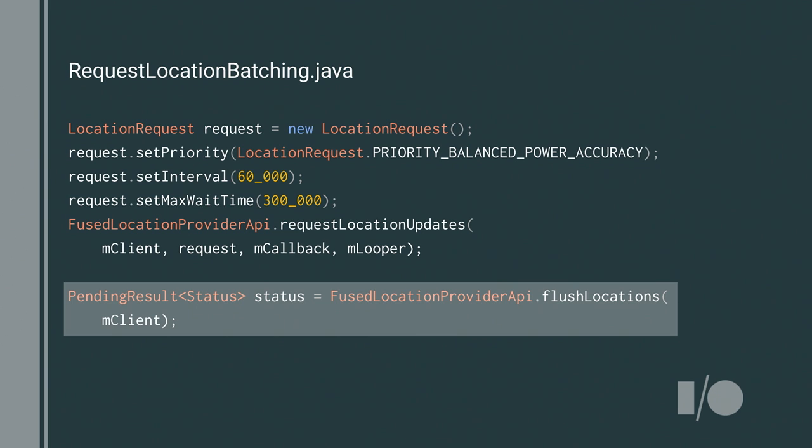So by making a few code modifications, the fitness app can take advantage of location batching with significant power savings while still providing the same responsive user experience.